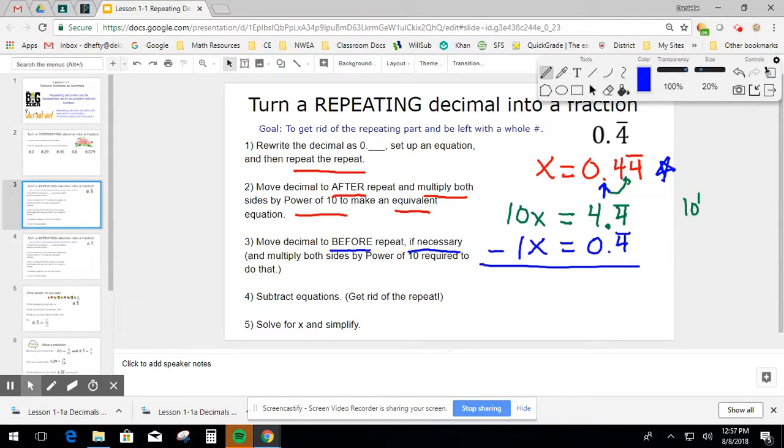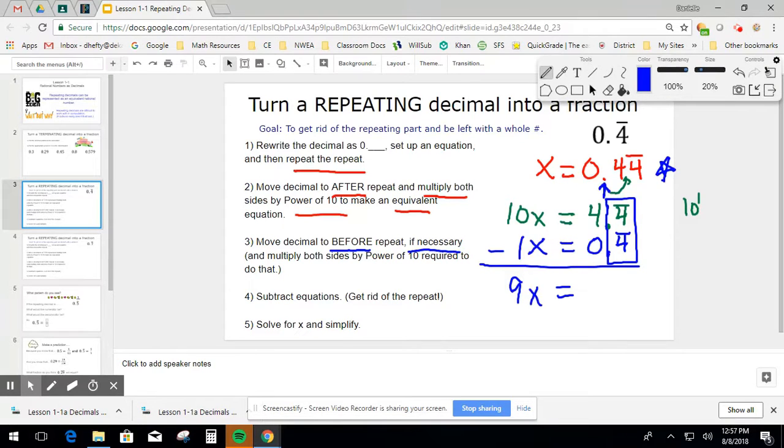So 10x minus x is actually 9x. We can do that because these are like terms. And over here, this is where the magic starts to happen. So the decimal should line up. We need to subtract place value. And here what we have is 4 repeating minus 4 repeating in this place.